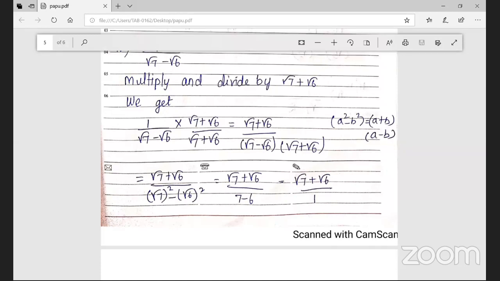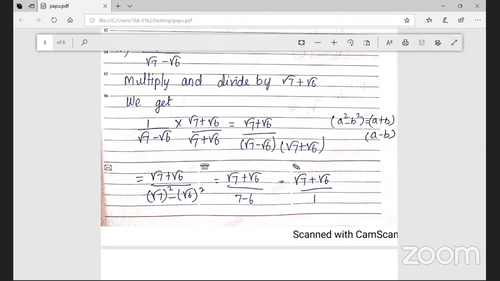Root 7 into root 7, what is the answer? 7. Root 6 and root 6, what is the answer? 6. Now we are getting 7 minus 6, which equals 1. We are concentrating only on the denominator because we want to rationalize the number.